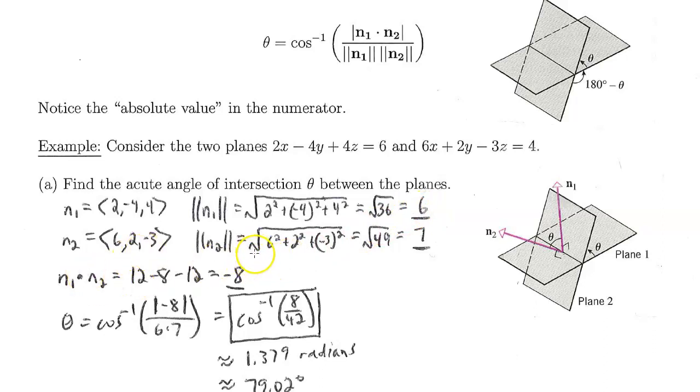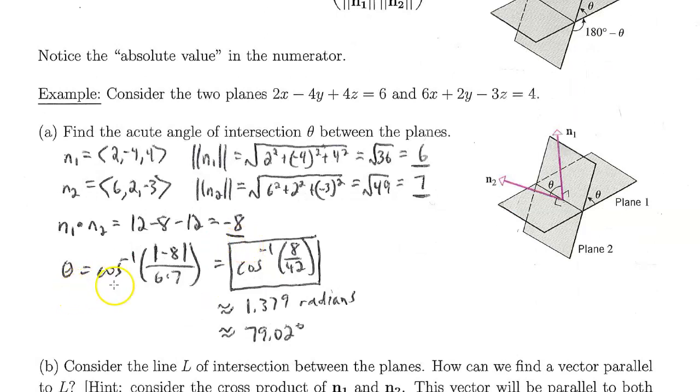The norm of n2 is the square root of 6 squared plus 2 squared plus negative 3 squared. Again, I rigged it up to be nice, so we get just the square root of 49, which is 7. Oh, and n1 dot n2, if you dot these two vectors together, it's 2 times 6 plus negative 4 times 2 plus 4 times negative 3. It ends up being 12 minus 8 minus 12. It ends up just giving us minus 8.